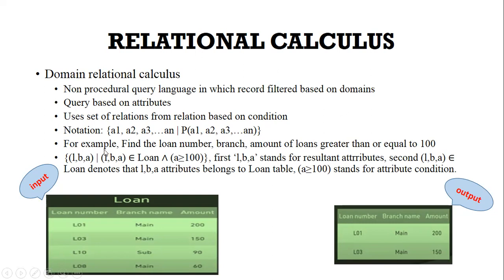For example, we want to find the loan number, branch, amount of loans greater than or equal to 100. Okay. So here we are having one table, that is the loan table. Three attributes are there: loan number, branch name and amount.